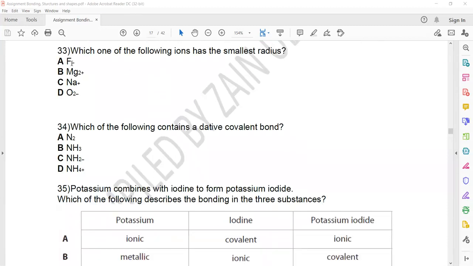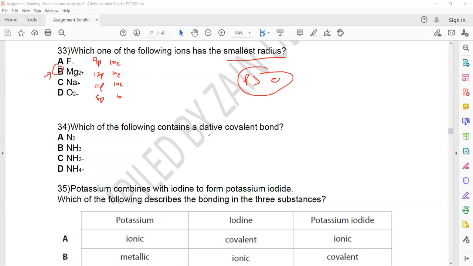In question 33, which of the following has the smallest radius? How can you work out the radius? You will check the comparison between the number of protons and electrons. Fluorine has 9 protons, 10 electrons. Then 12 protons, 10 electrons. 11 protons, 10 electrons. And 8 protons, 10 electrons. The smallest one is the one having more protons than electrons, a greater difference. So B will be the right answer.